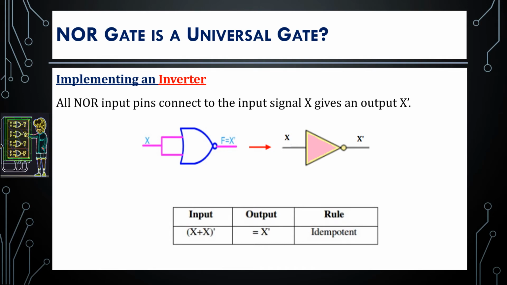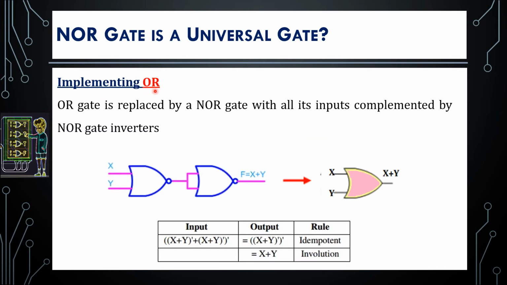Fine. Now let's look into how to implement an OR gate using this NOR gate. NOR is nothing but an OR gate followed by a NOT. So OR followed by a NOT, then one more NOT, we'll be getting the OR gate according to the double inversion law, right? So the X and Y inputs are given to the first NOR gate. We will be getting (X plus Y) the whole complement.